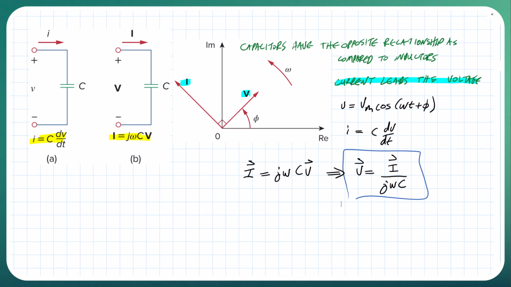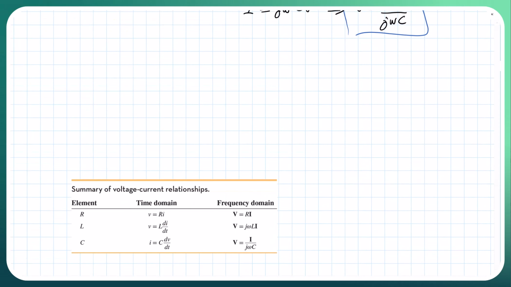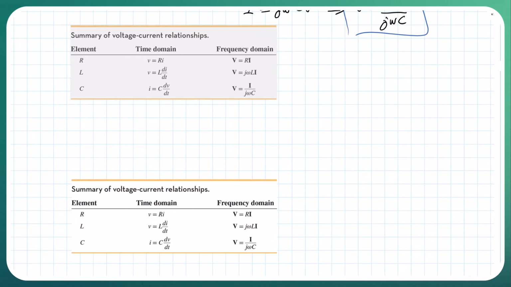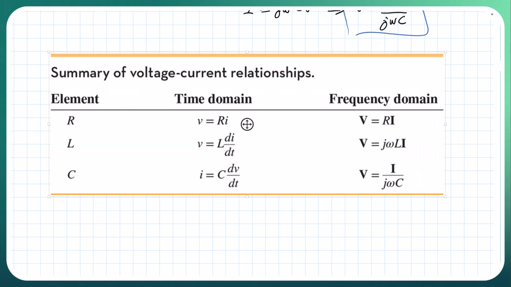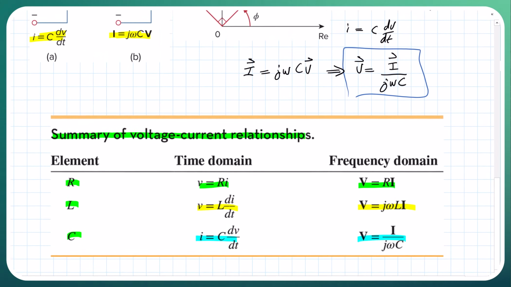Okay, and then we have a summary table between the three different elements. Let's go ahead and make this bigger. This is the summary of the voltage-current relationships for the different elements R, L, C in the time domain and frequency domain: time domain, frequency domain, and then time domain, frequency domain for R, L, C, and we can go back and forth between the two.